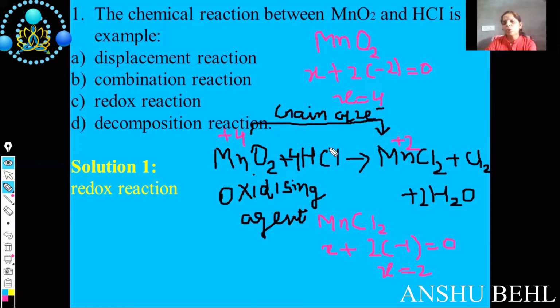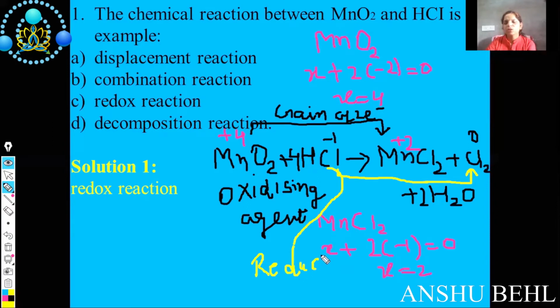Chlorine here is having oxidation state -1 in HCl because hydrogen is +1, and chlorine in elemental form in Cl2 is having oxidation state of 0. So from -1 to 0, it is changing its oxidation state. So we can say chlorine is losing 1 electron per atom. So it is acting as a reducing agent.